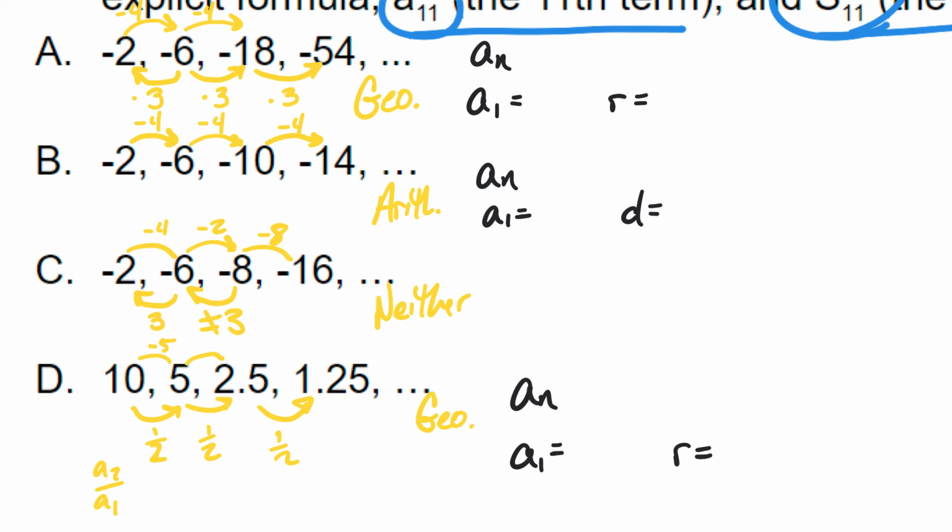They're listed. Remember, a sub 1 is the first term in the sequence. So the first term in the first two is the same. We have a first term of -2 and -2. Jumping down to D, we have a first term of 10. Now we're going to put our common ratios. Well, we saw that this one had a common ratio of 3. Letter B had a common difference of -4. And letter D had a common ratio of 1/2.